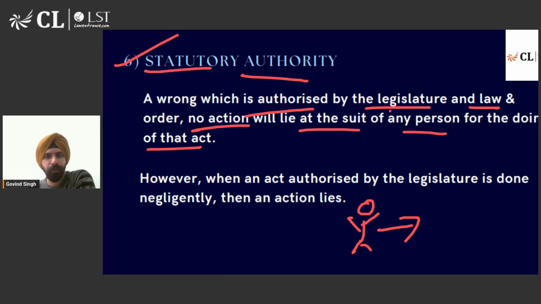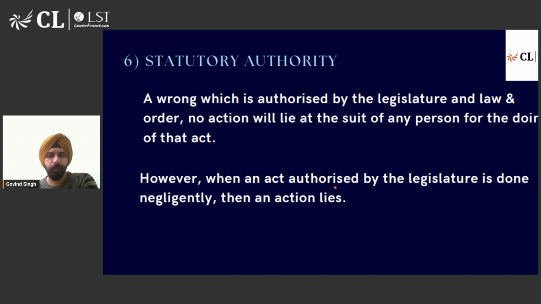The soldier is authorized by the law to protect the country, and his action would not lie under the purview of law of torts because he was acting under statutory authority. He was authorized by the law. And this is simply statutory authority. And when an act authorized by the legislature is done, this is an exception.